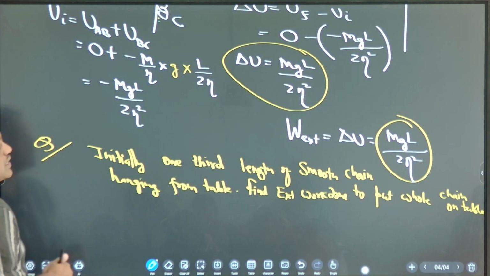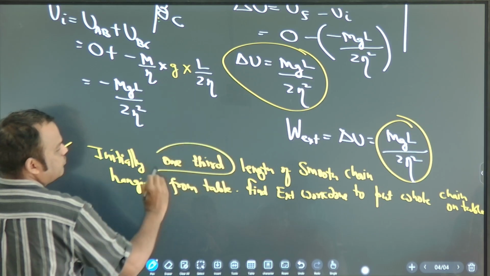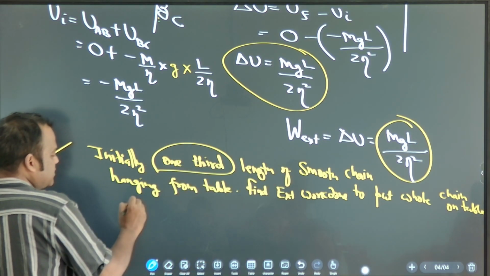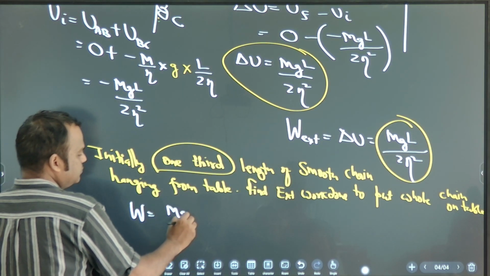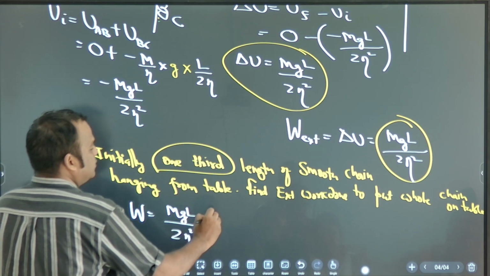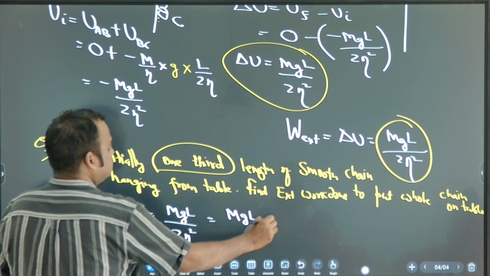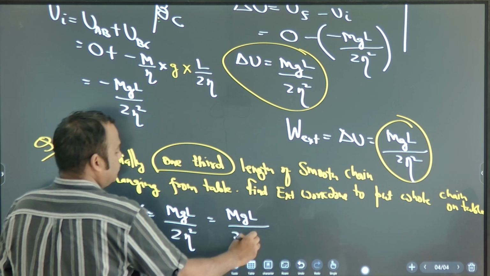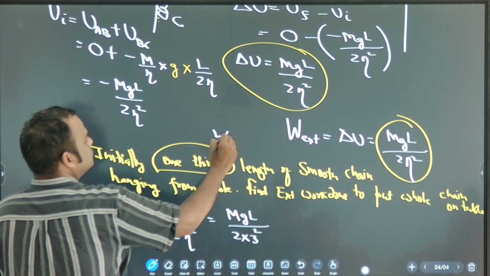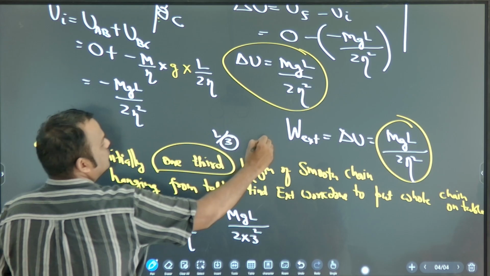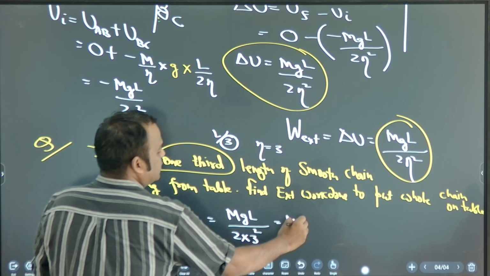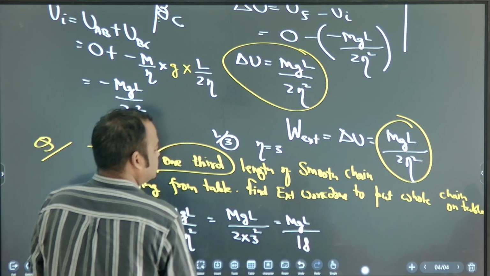How much part is hanging? L by 3. Correct. Good. L by 3 is hanging. So what is the formula for work done? mgl by 2 eta square. So what is the answer? mgl by 2 into, how much is hanging? L by 3 is hanging. So what is eta? 3. So 3 square. So what is the answer? Tell me. 18. Correct. mgl by 18.